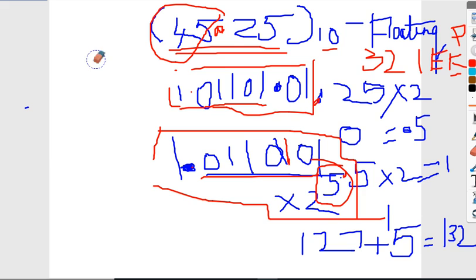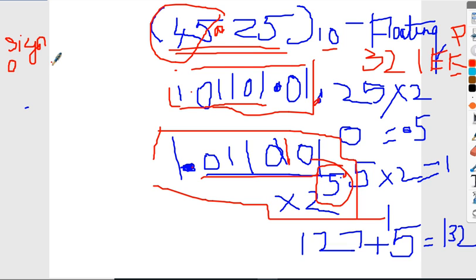The first bit is the sign bit. Since this is a positive number, we have to write 0. This is the sign bit, which is the MSB, so 0 because it is positive.